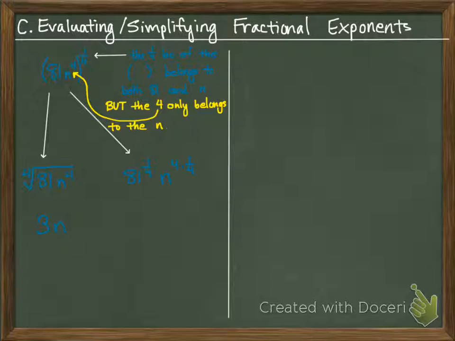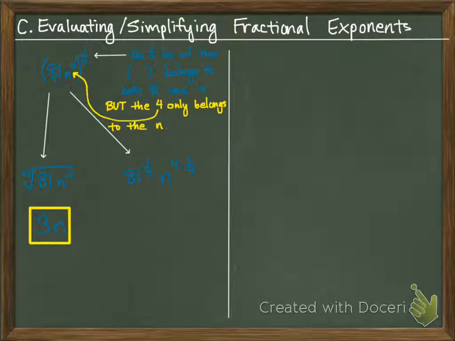All right, on the left-hand side, the 4th root of 81 is 3. And the n to the 4th power, the 4th root of that is 1. So it's just n as your variable. I'm not sure if you see what happens there, but if you really understand this stuff, you could do that and make that quick jump. On the right-hand side, it's easier to see what's occurring.